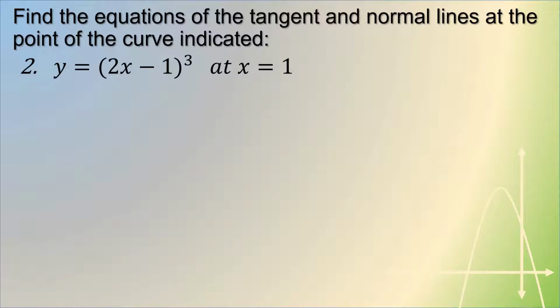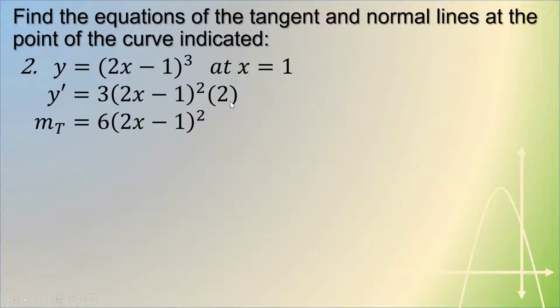Second example, y is equal to the quantity 2x minus 1 cubed at x is equal to 1. And so, finding the first derivative using the power rule, that is 3 times 2x minus 1 squared, because 3 minus 1 is 2. And then deriving the quantity inside, that is equal to 2. Or simplifying, that is 6 times 2x minus 1 squared.